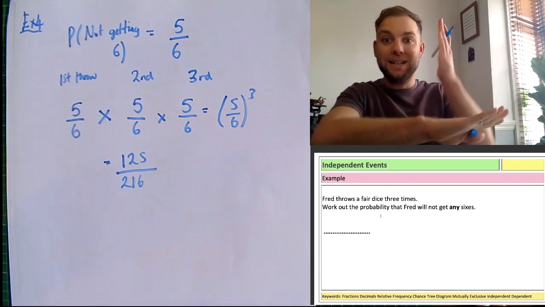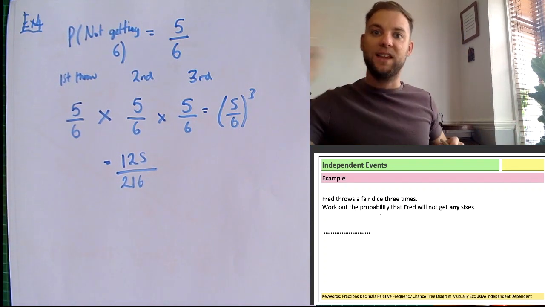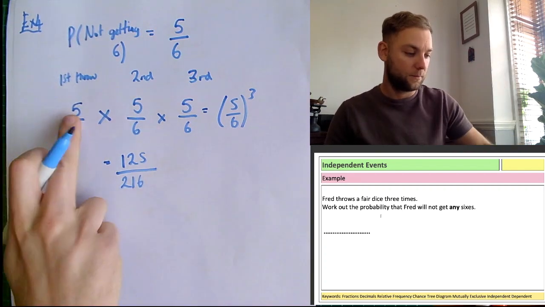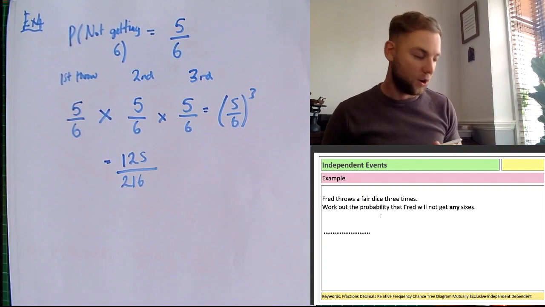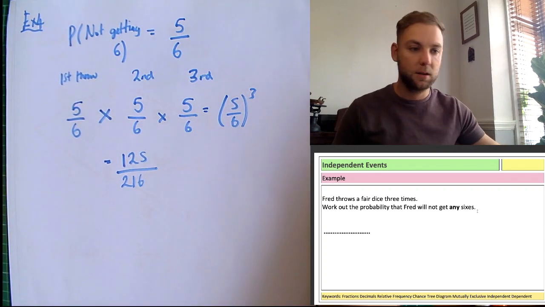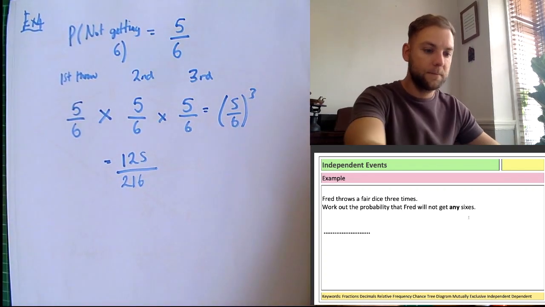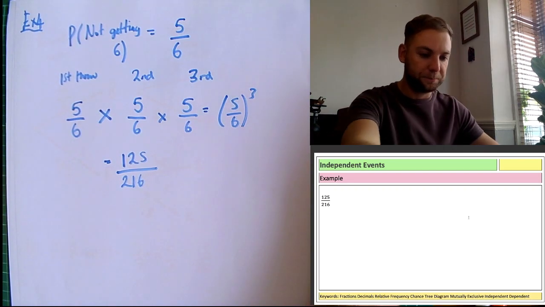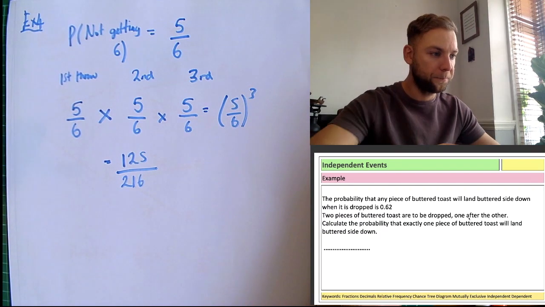Remember, independent means that we multiply. So the probability of this happening and the probability of this happening, we multiply them together. Multiply here. Super. So let's just check that answer. 125 over 216. Super. Okay, let's have a look at another one.